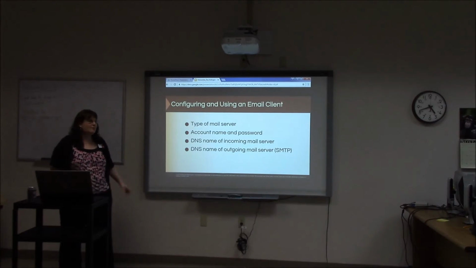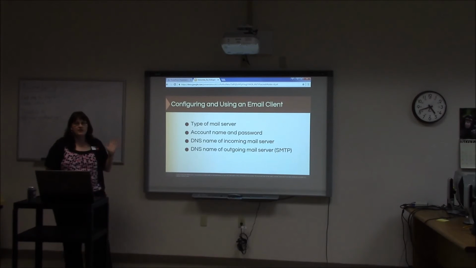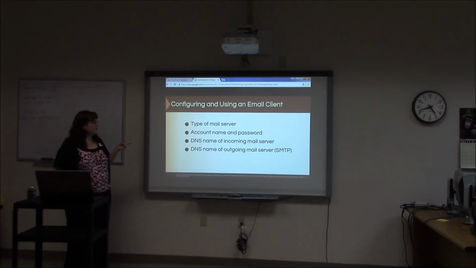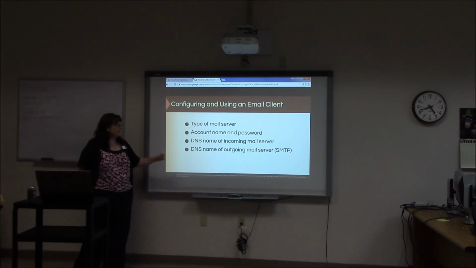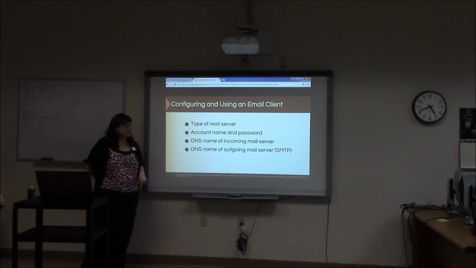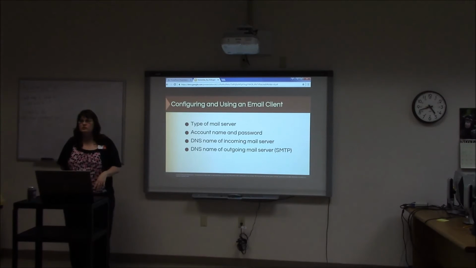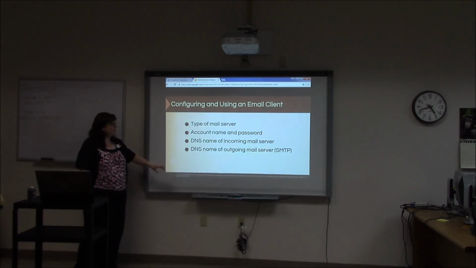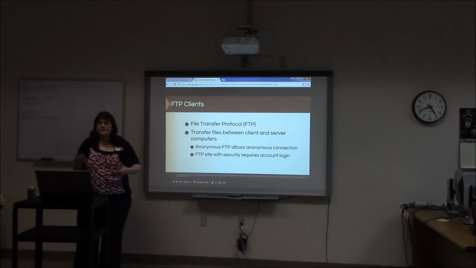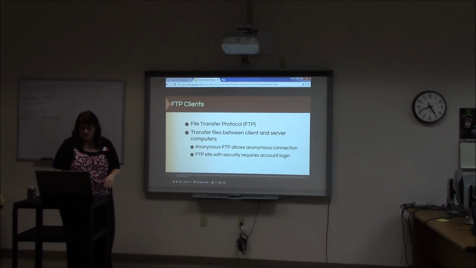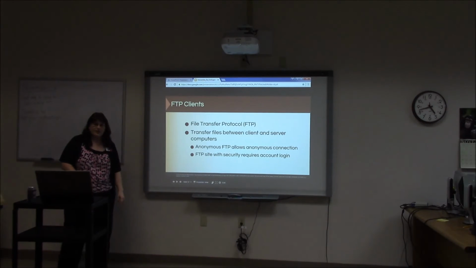But generally, from the company that provides your email, you should get the type of mail server. You might even get a choice between the two, and I hope if you do, you'll choose IMAP. You'll also get the account name and password, the DNS name of the incoming, and the DNS name of the outgoing. A lot of times it'll just be like imap.google.com and smtp.google.com. They'll provide that information to you, and then you will go put it in the software so that you can send and receive your email from it.